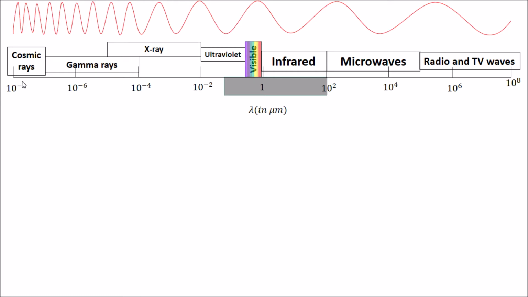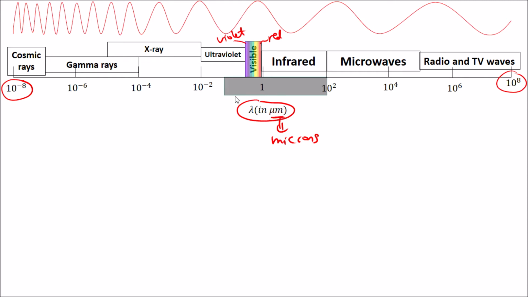So we have on one side 10 to the negative 8, so this one is the wavelength in micrometers, microns. And on the other side we have 10 to the positive 8, again microns. And we have cosmic rays, the gamma rays, X-rays, ultraviolet. Ultraviolet means this part is the violet of the visible range, and to the left is ultraviolet, and then here you have the red, and to the right is infrared, more than red, and then we have the microwaves, and then radio and the TV waves.